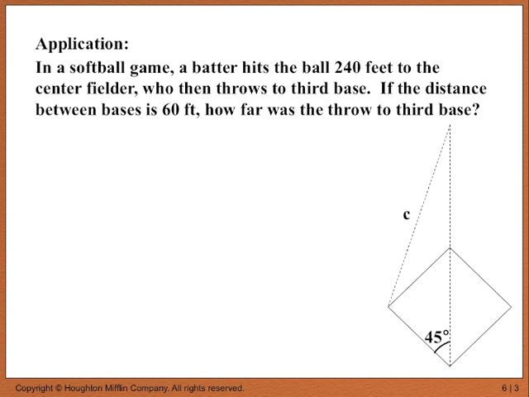We do also have other information. We know that the hit from home plate to center field goes 240 feet. We also know that the space between bases is 60 feet. And thus we can make a nice triangle that is SAS, side angle side. Now you need to pause the video again and try to figure out what side C is, and then resume when you have an answer.